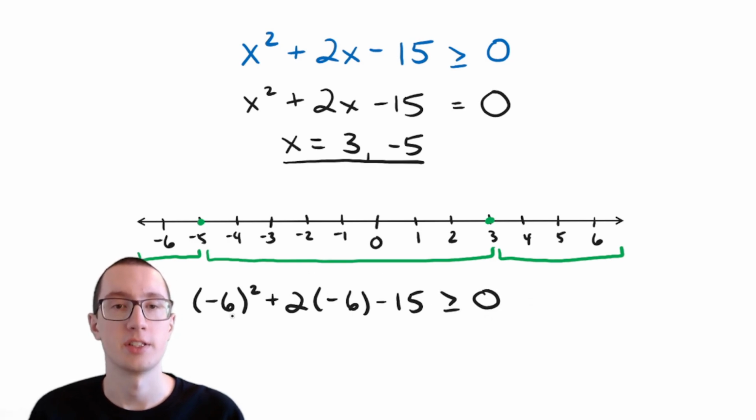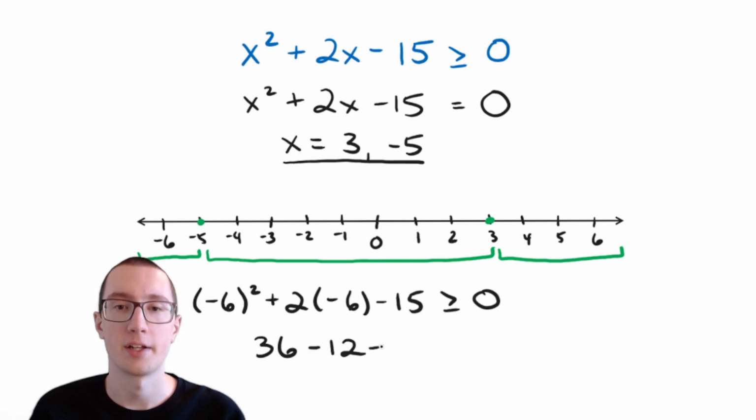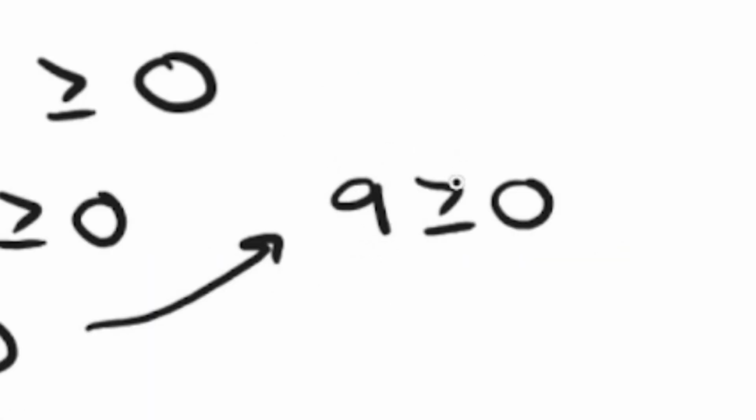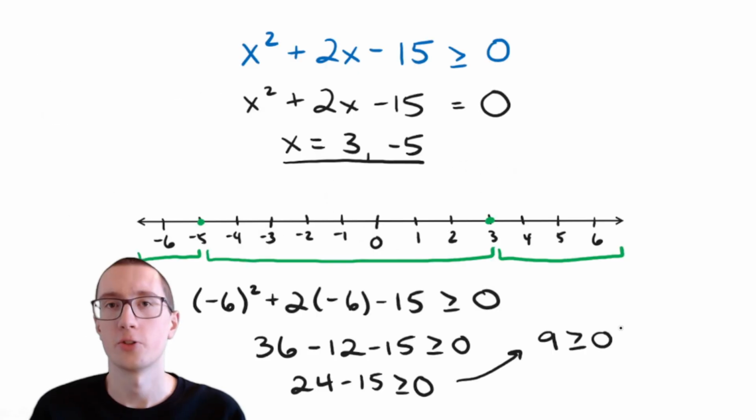So let's go ahead and simplify this down. -6 squared, that's -6 times -6. 6 times 6 is 36, and that's 2 negatives, and 2 negatives make a positive. So it's positive 36. Here we have 2 times 6, which is 12, and we have 1 negative sign, so the negative sign carries over, and then minus 15 is greater than or equal to 0. 36 minus 12 is 24, and I'm running out of room here, so we're going to move it over here. 24 minus 15 is 9. Our statement here is 9 is greater than or equal to 0. Is that true? Yeah, 9 is bigger than 0.